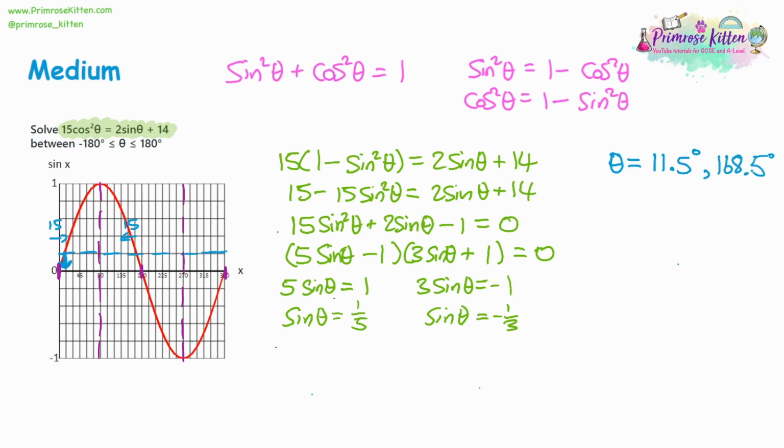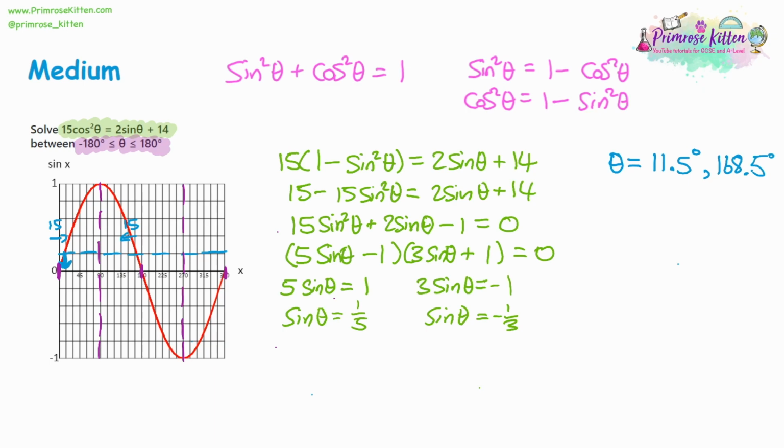So 180 take away 11.5 gives us 168.5 degrees. Next, we need to check our range. Now, the range is in between negative 180 and positive 180. Both of our answers are within that range. If we took 360 away from either of those, because these curves repeat every 360, we're going to get answers like negative 191.5, which are outside that range. So we're happy with these two answers.